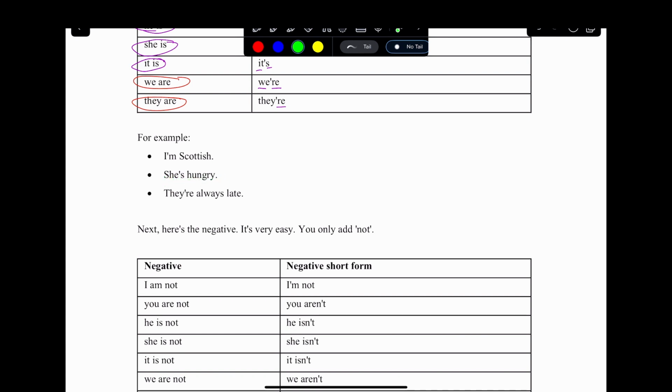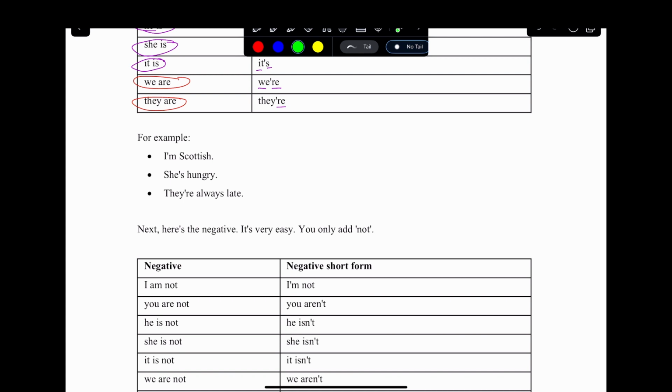They are always late. وأيضا عندما نختصر are, is, am، نرى هذا في النطق أيضا. I'm Scottish. لا نقول I am Scottish. She's hungry. Not she is hungry. So عندما نرى الاختصار نقرأ باختصار.